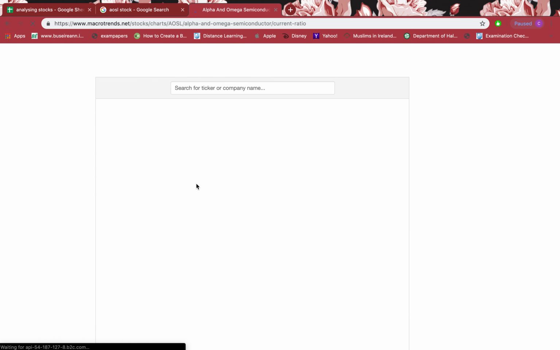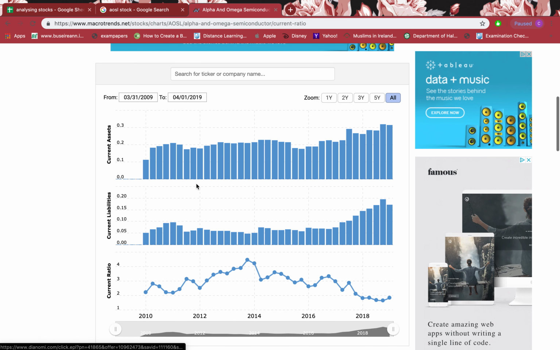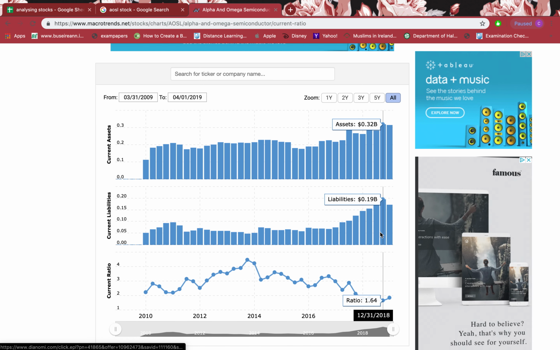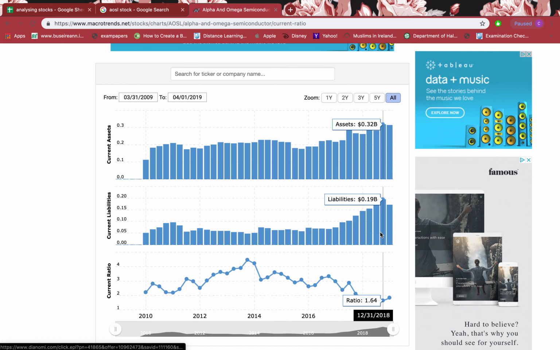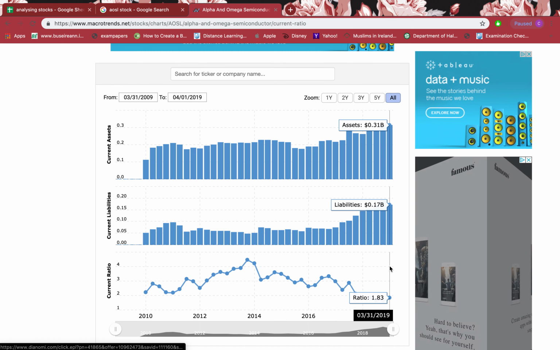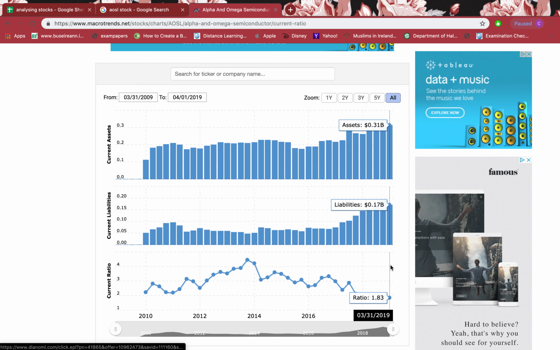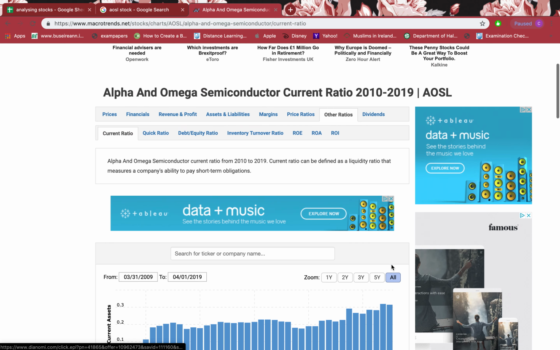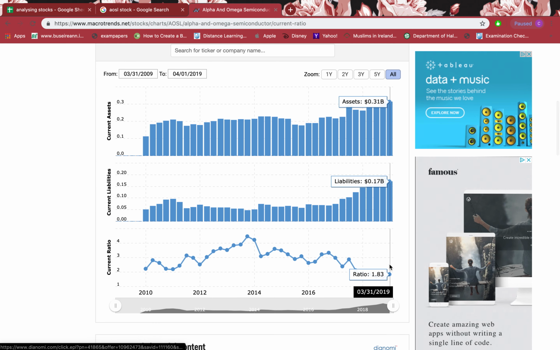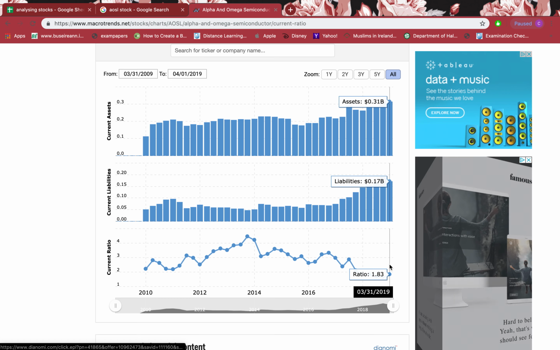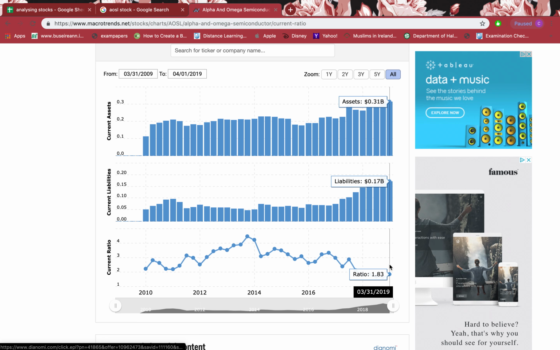Then I'll look at other ratios, the current ratio. The current ratio should be 1.5 or more for it to have a good margin of safety. It means that the assets are more than the liabilities. The current information I have is of March 2019, so I don't have the current information of June right now, and I need to look into that. But it was 1.83, which is above 1.5, which is really good. It has a good margin of safety.